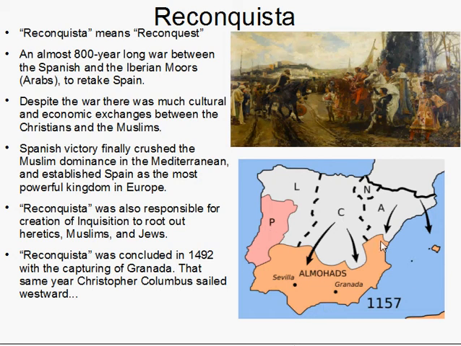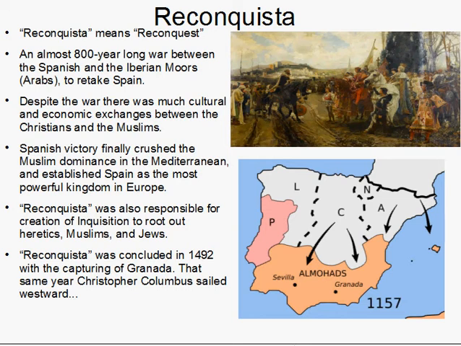But in the south of Spain, you had the Muslim kingdom of the Almohads, who the Spanish called Moors, the Iberian Moors. And for almost 800 years, the Christian Spanish in the north were fighting the Muslims, some of whom were Arabs, others were people of North Africa, and others were also indigenous Spanish, but who were Muslim instead of Christian. And this was an almost 800-year long war.